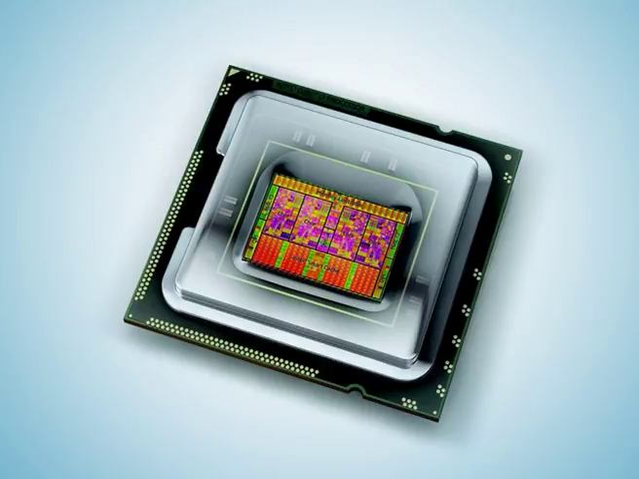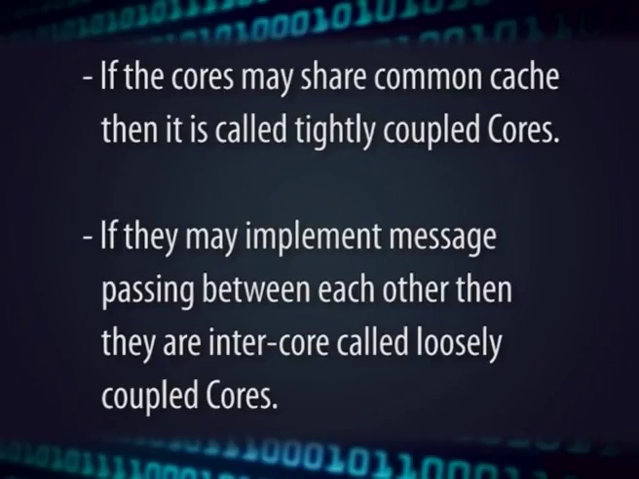The designers may couple cores in a multi-core device in either a tightly coupled or loosely coupled fashion. For example, if the cores share a common cache, then it is called tightly coupled. Or if the cores implement message passing for communication between each other, then they are called loosely coupled cores. That means whether cores are loosely or tightly coupled depends upon the inter-core communication methods.